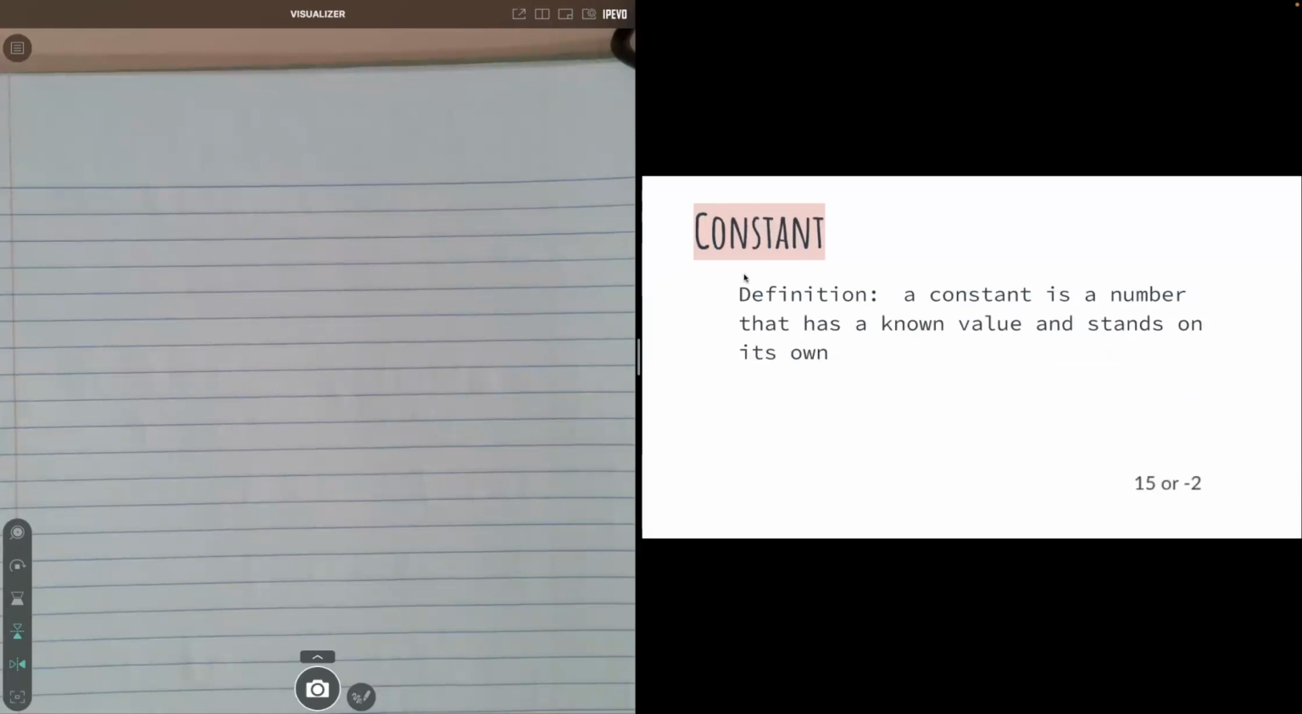A constant is just a number that has a known value, like there's no variable, it's just that number, and it stands on its own. So 15, we know the value of it, and it stands alone. It's not multiplied by another variable or anything. And -2, it's a negative number, but again, it stands on its own. We know the value of it, so it's a constant. So a constant can be positives or negatives.